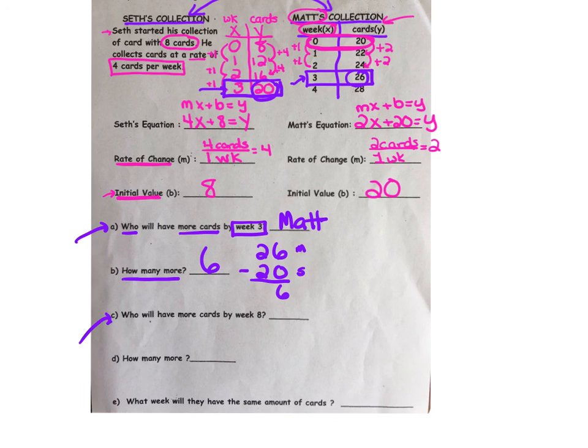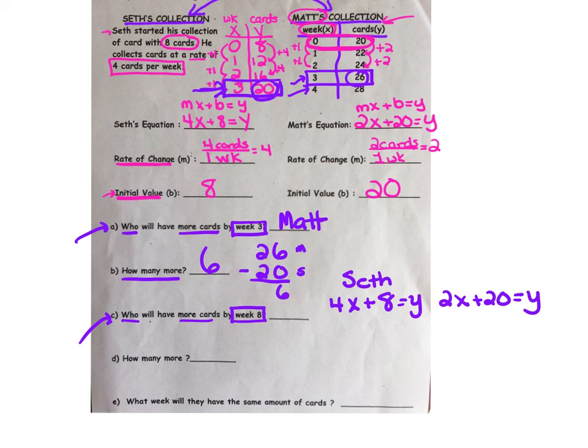But let's take a look at letter C. Who will have more cards by week 8? Well, our tables don't go that far. The first table only goes to week 3 and the second goes to week 4. We could extend our tables, or we could use the equations. Let's write them side by side and calculate the size of each card collection. This equation represents Seth's collection, and this equation represents Matt's collection.